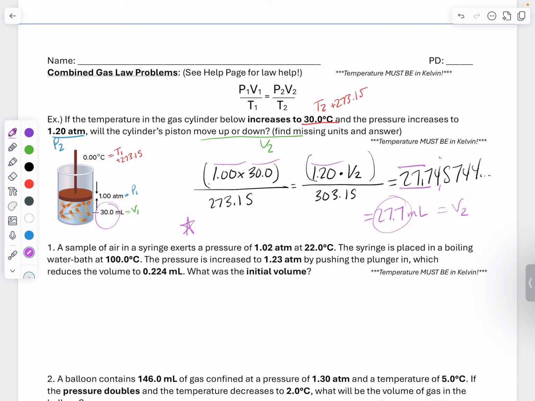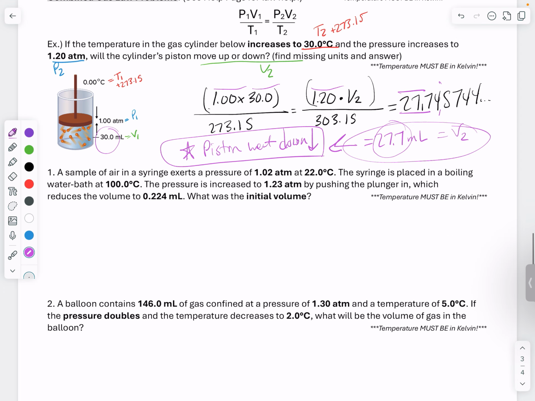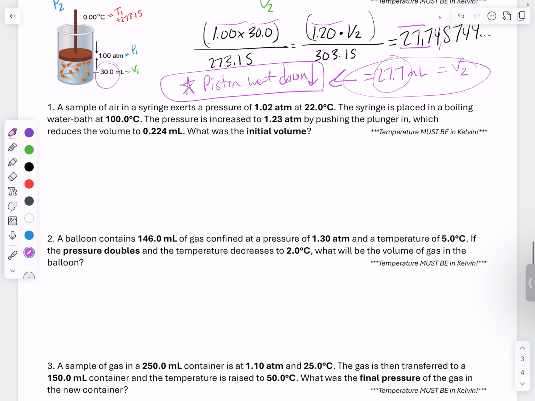So the answer here is the piston went down, okay? But that's what your V2 ends up. So because of that, you can find out the piston went down. All right, so that is a combined gas law problem. You got 3 of those to figure out.